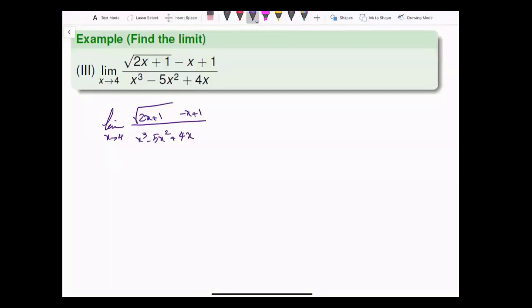And what you notice is that the limit of the denominator as x goes to 4 is equal to actually 0, yes? 4 cubed is 64, yes, so that is 0. The limit of the denominator is root 9 minus 4 plus 1, which is 0. So it's 0 over 0. We should do something with that. The denominator, this is cubic.